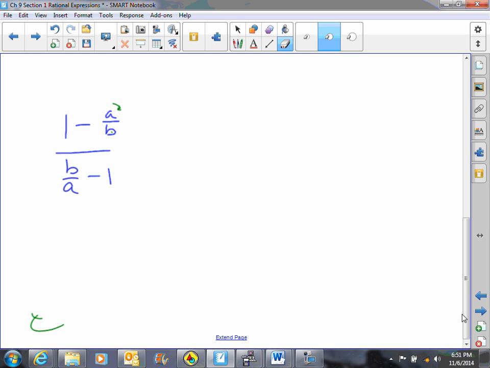All right, so we want to get rid of the green stuff. Now, what we're going to do this time is we're going to first take the numerator, which is 1 minus a over b, and we're going to go ahead and do that subtraction. So in other words, if we're going to subtract a over b from 1, we need 1 to be a fraction that has a denominator of b. Now that's b over b.